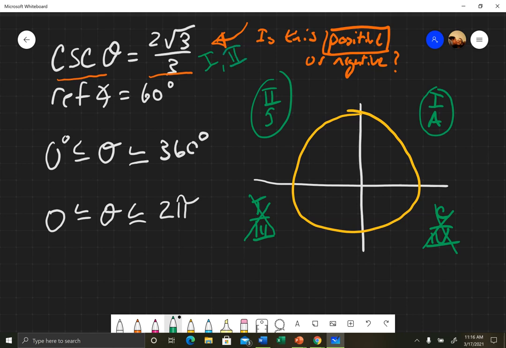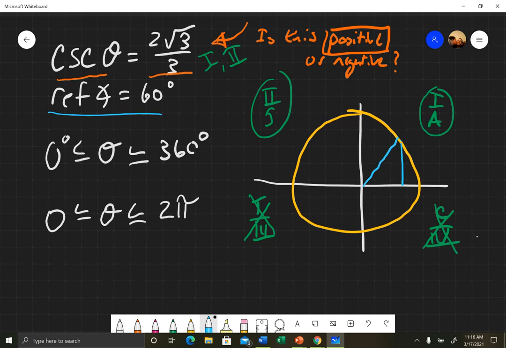Okay, now we can move on to the next bit of information that they gave us, which was that the reference angle is 60 degrees. What that means is that we can start to draw some triangles. We know we're working in quadrants 1 and 2. We figured that out from the first bit of information. And so we can draw our triangles in those quadrants, okay?